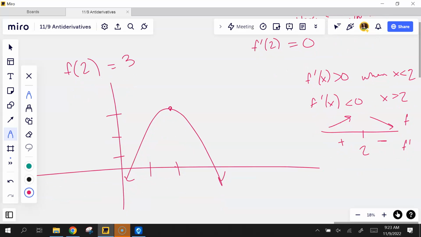Does that satisfy all the requirements? It has the point 2, 3. The derivative at 2 is 0 because it's a maximum. The derivative is positive when x is smaller than 2. Well, my slope is always positive. And the derivative is negative when it's bigger. It's always bigger. Yeah, okay.